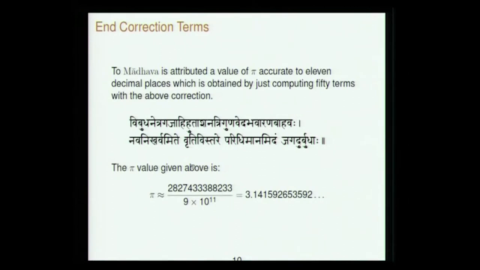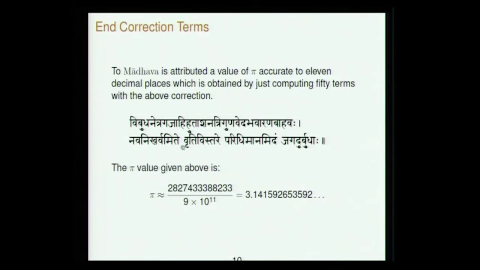Netra is number of eyes, 2. Gaja is ashtagaja, 8. Ahi is fires, the elephants, serpents, that is 8. Hutashana is fire, 3. 3 is 3 itself. Guna is triguna, again 3. Veda is 4. Bha is nakshatras, 27. Varana is again gaja, 8. Bahava is the arms, 2.